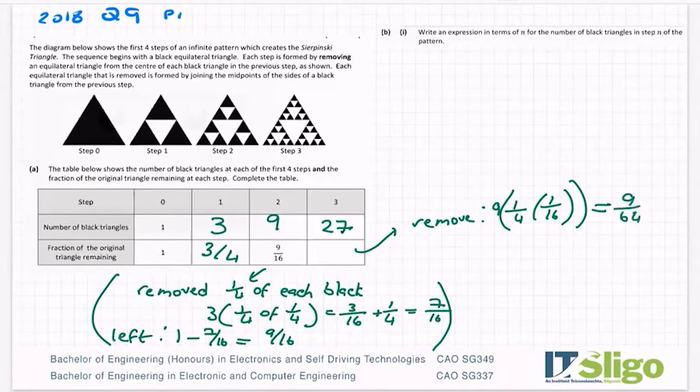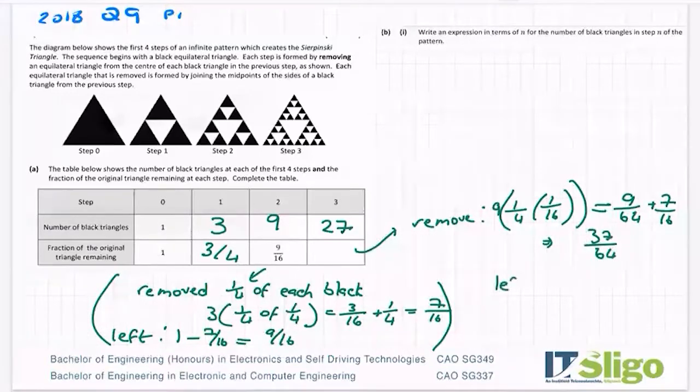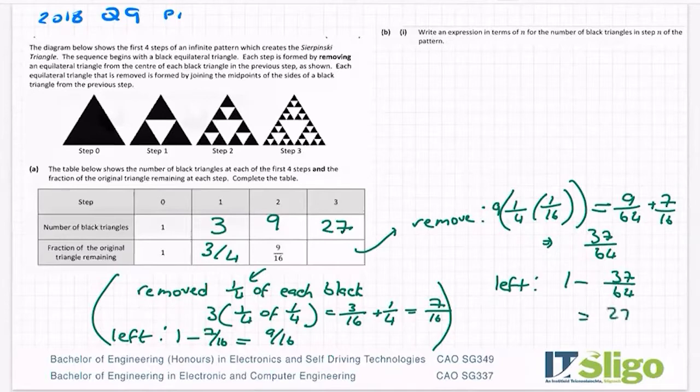What did I remove the last time? Well, I removed 7/16. So plus 7/16 to that, and I removed 37/64. Okay, so what's left? Well, 1 minus that 37/64. So 1 minus answer on my calculator, and I am getting 27/64.